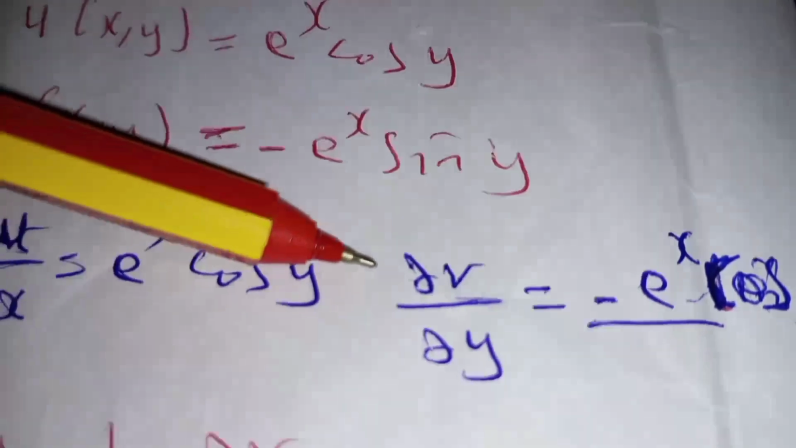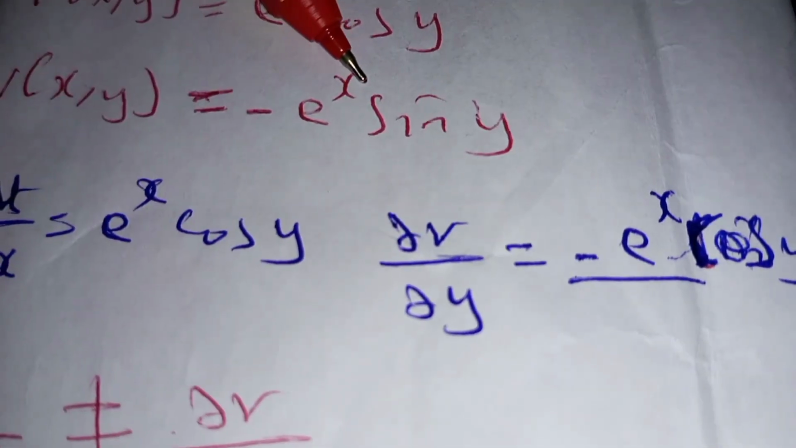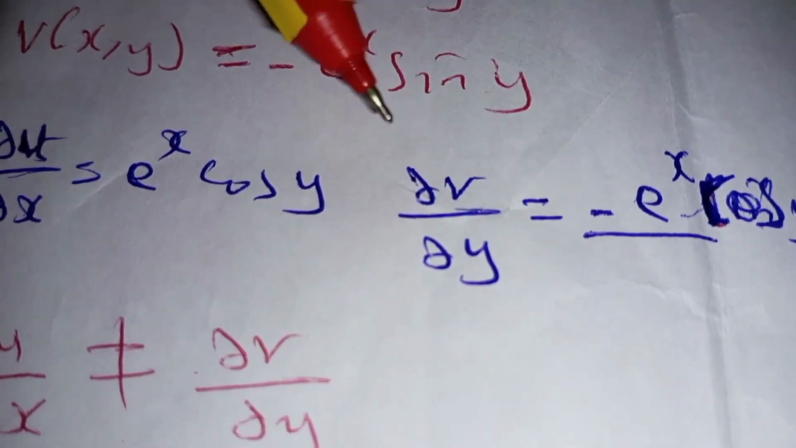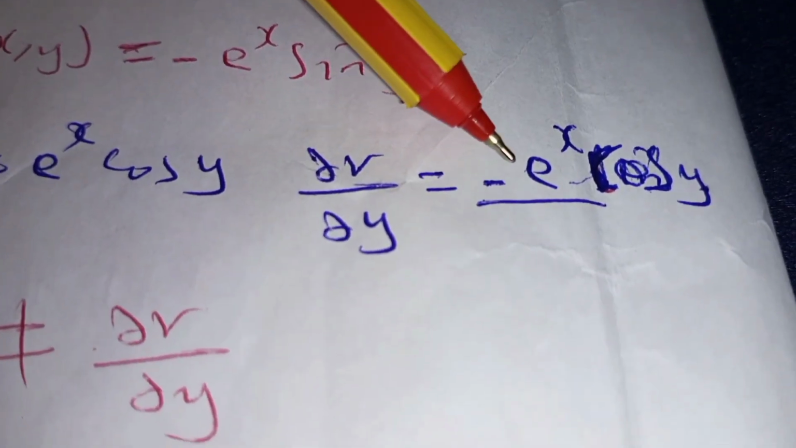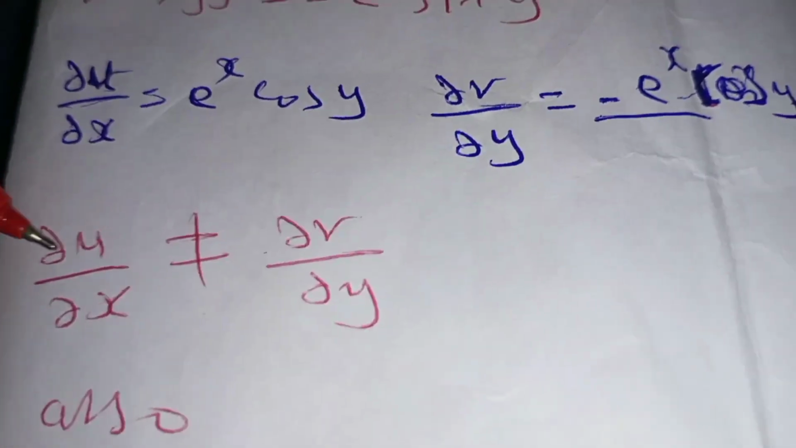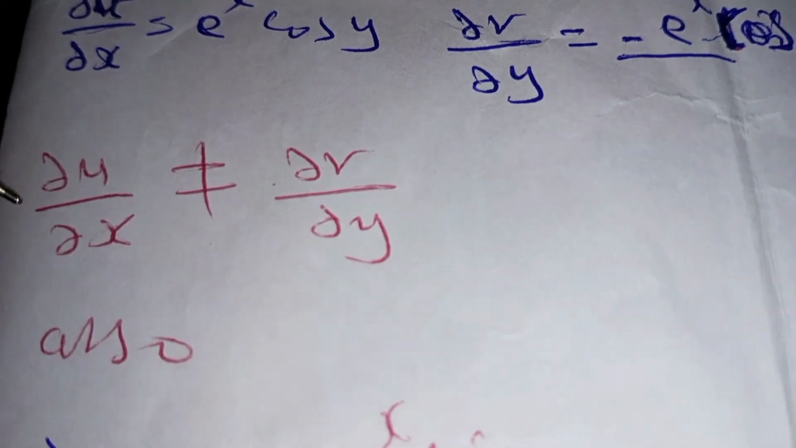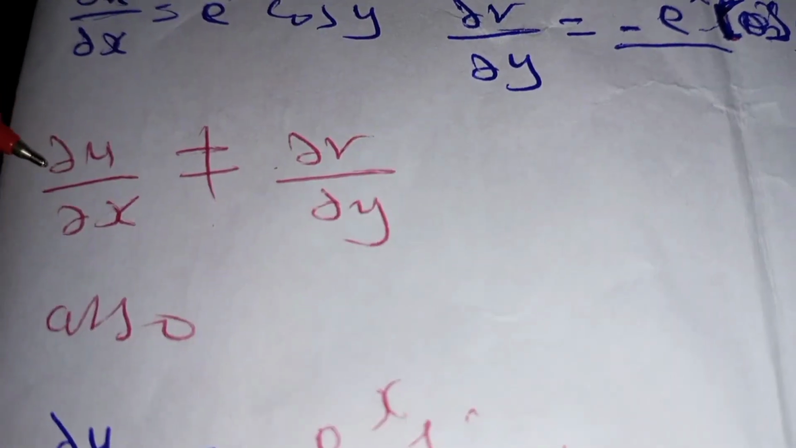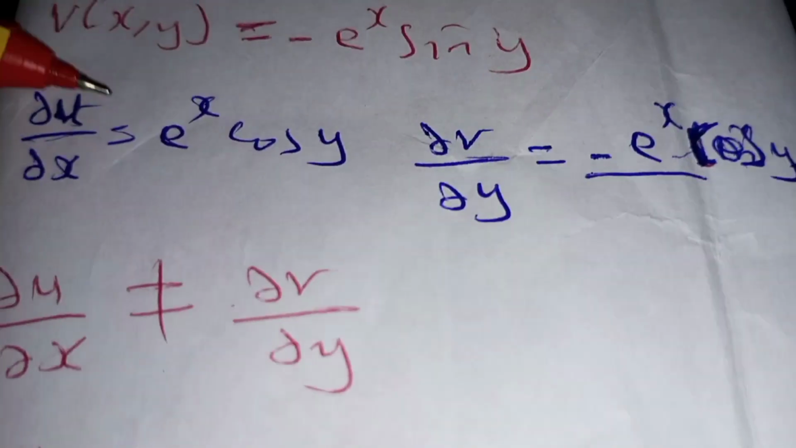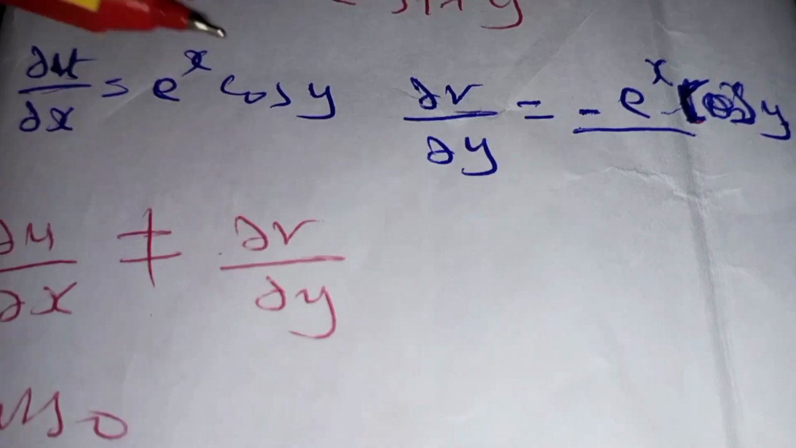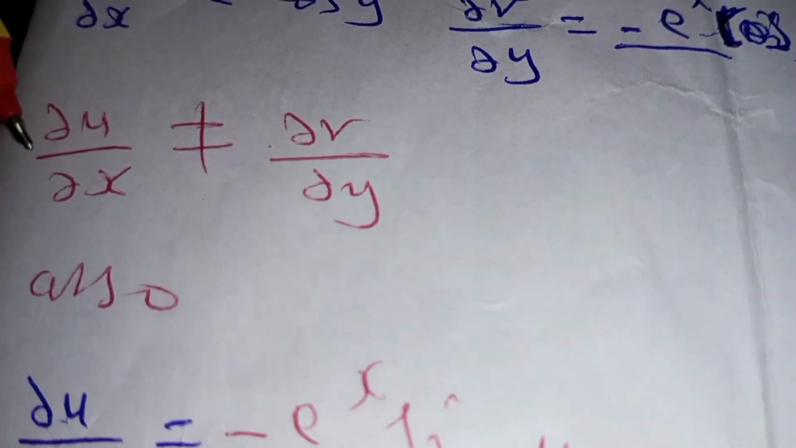Then we take the partial derivative of function v with respect to y. When you differentiate this function with respect to y, sin y differentiated with respect to y is cos of y, multiplying by negative exponential x, and the result is negative exponential x cos of y. Then we compare what is referred to as Cauchy-Riemann equations. If the function is analytic, then Cauchy-Riemann equation is satisfied. And in our case, partial derivative of u with respect to x is not equal to partial derivative of v with respect to y. As you can clearly see here, exponential x cos of y is not equal to negative exponential x cos of y. And clearly, it means that the given function is not analytic everywhere.